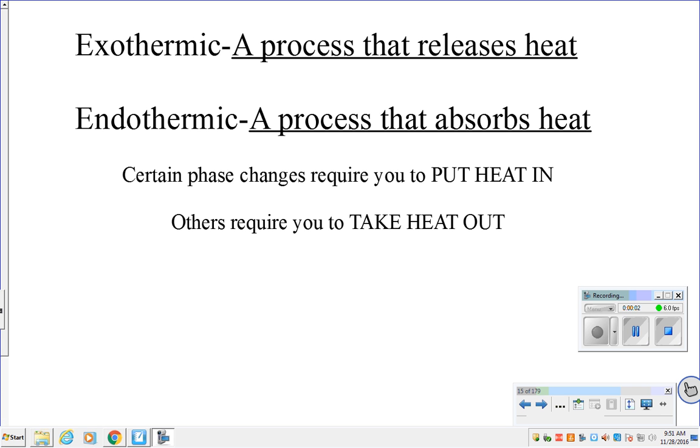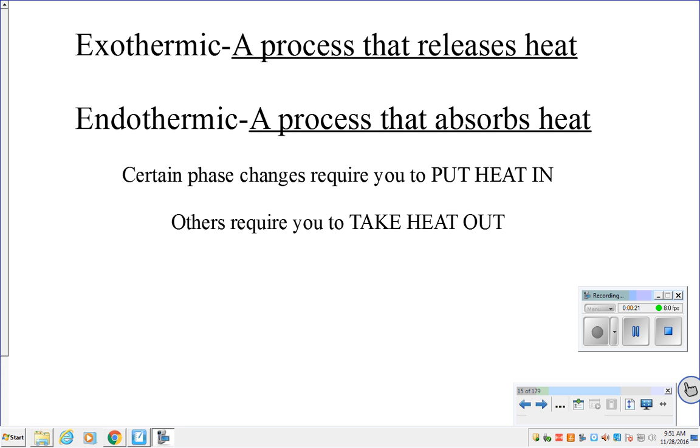Today we're going to talk a little bit about energetics and temperature scales, things like that, and how we actually measure heat. Two important definitions are exothermic and endothermic. Exothermic is a process that releases heat, whereas endothermic is a process that absorbs heat.